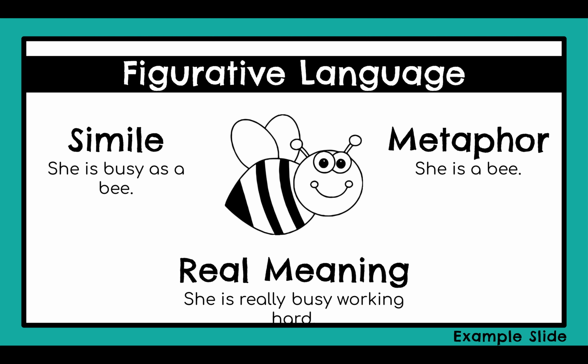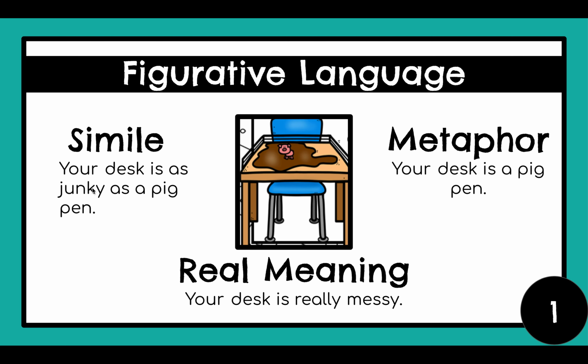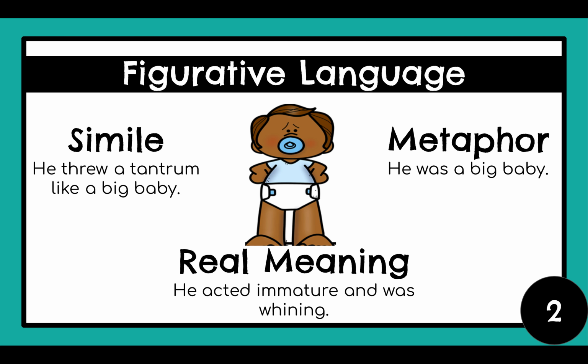So some more examples. The simile, she is busy as a bee. The metaphor, she is a bee. Both of them mean the same thing. She is really busy working hard. Your desk is as junky as a pig pen. Your desk is a pig pen. Both of them simply means your desk is really messy.